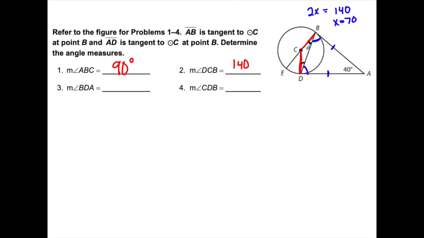Let's see what happens if we'd done it the other way. So this is 140, so I've got 2x. Now if this is 140, the remaining angles have to add up to 40. So I get 140 plus 40 equals 180 because it's a triangle. So notice x equals 20. So there's, again, two ways you can do this.